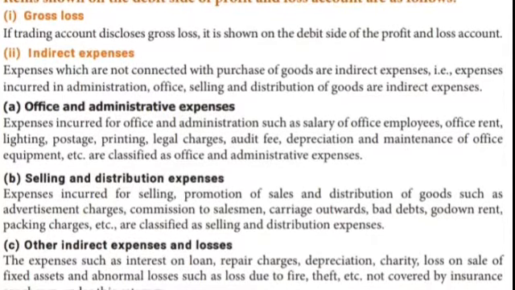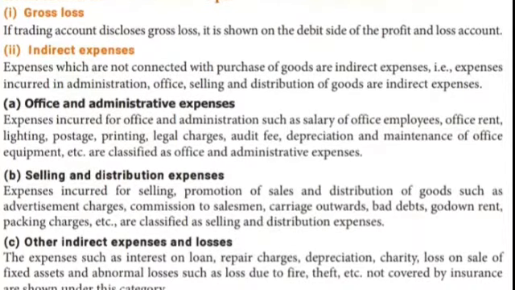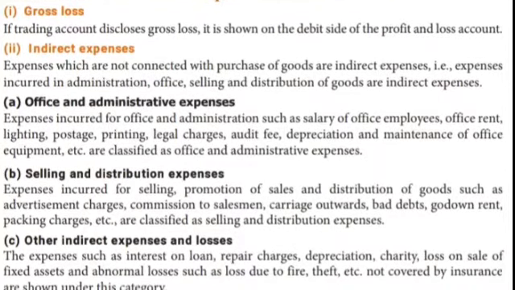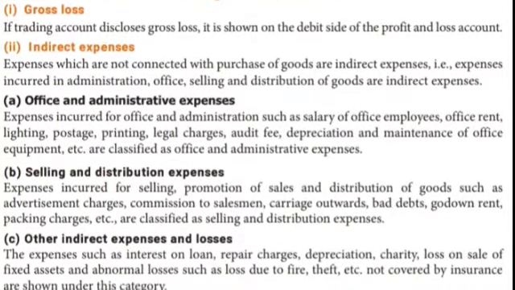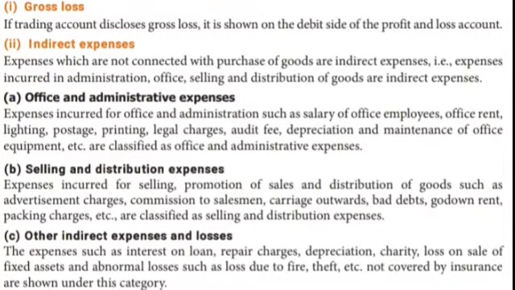So gross loss means the trading account discloses a gross loss, which we have to show on the debit side of the P&L account. On the debit side of the P&L account, first we have to enter that gross loss. Next, indirect expenses: expenses which are not connected with the purchase of goods are indirect expenses.